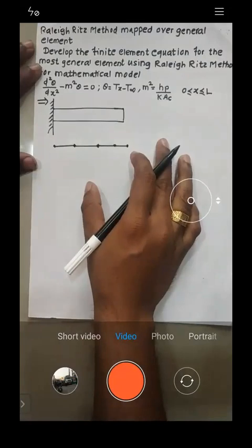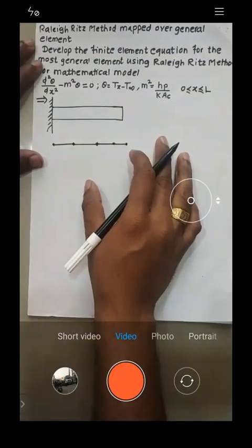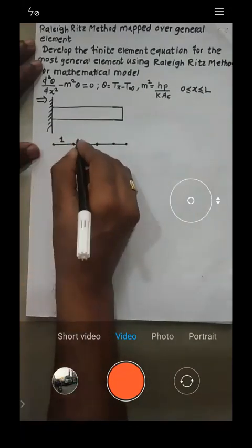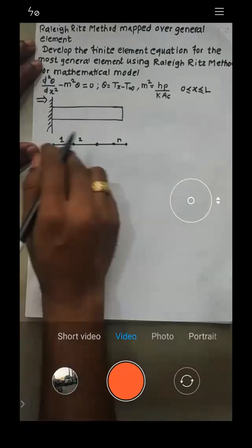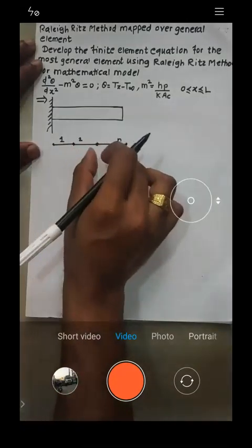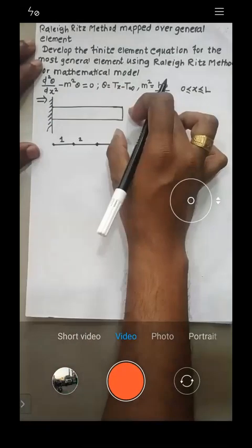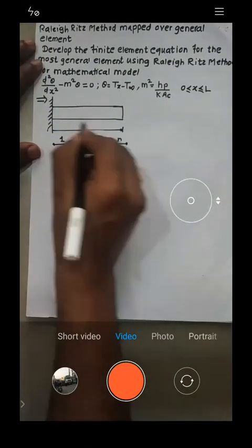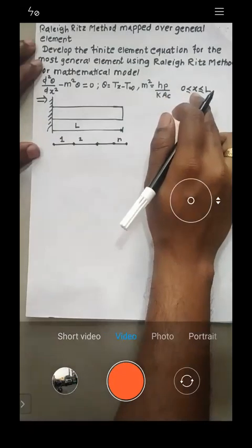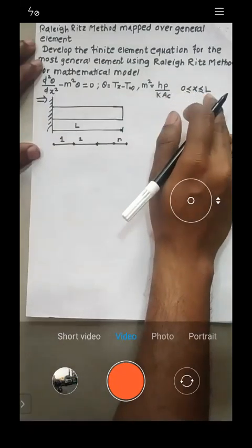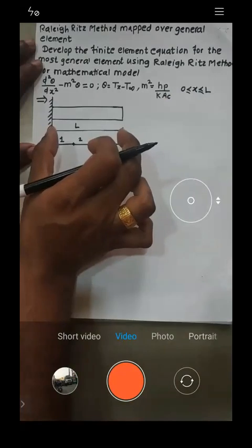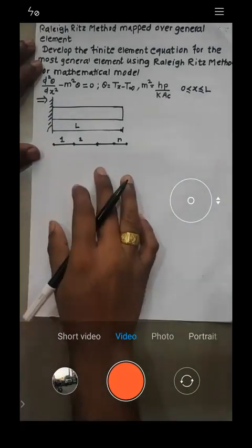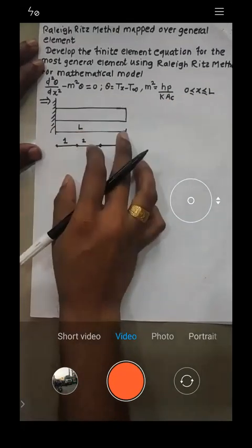Okay. Now you consider one of the fins out of these many fins. You can have 1, 2, up to n number of elements. You have this single fin. What is the length of this fin? This is L, ranging between 0 to L. So L is the total length of the fin.